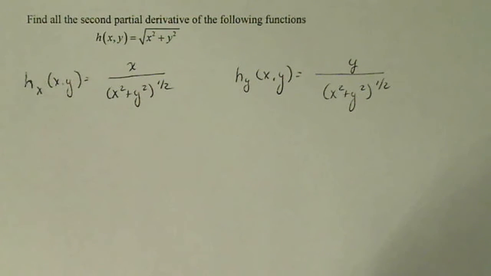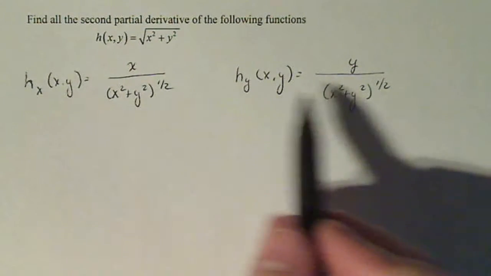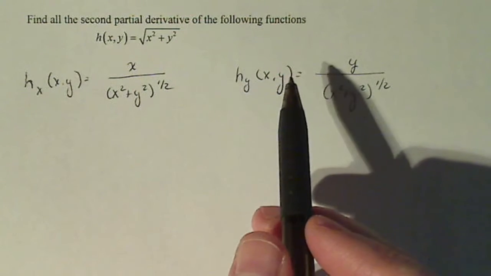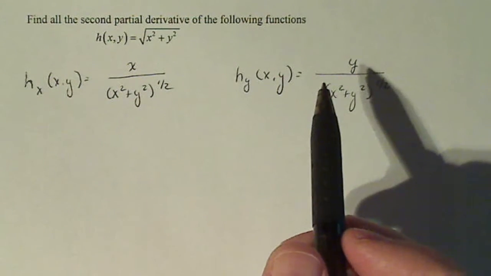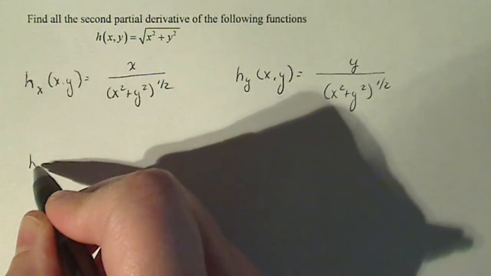Okay, this is part 2. On the other part, I found h sub xx, and so now I'm going to do h sub yy and h sub xy. So here I have the partial derivatives, first partial derivatives done. I just copied them over. Now I'm going to do h sub yy.